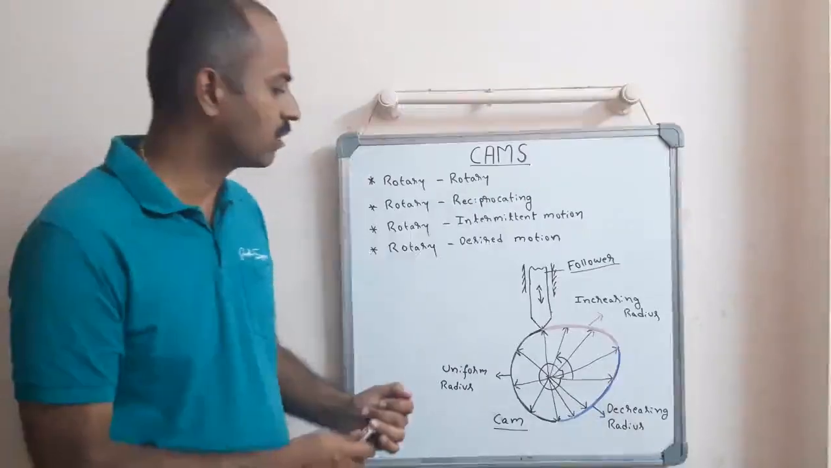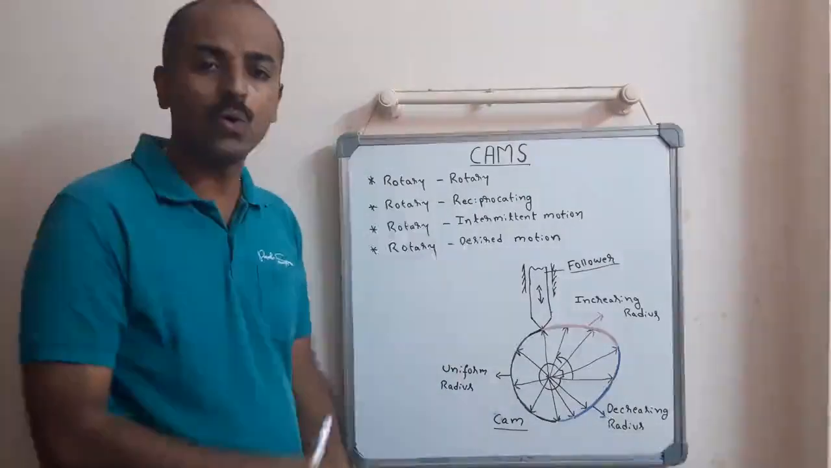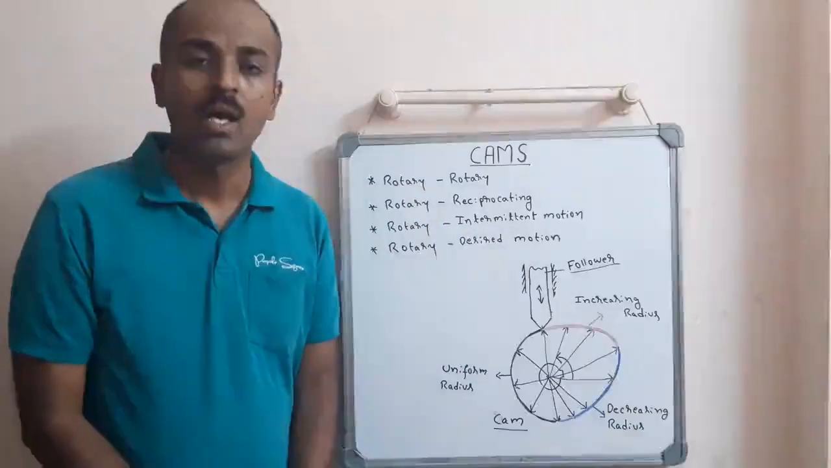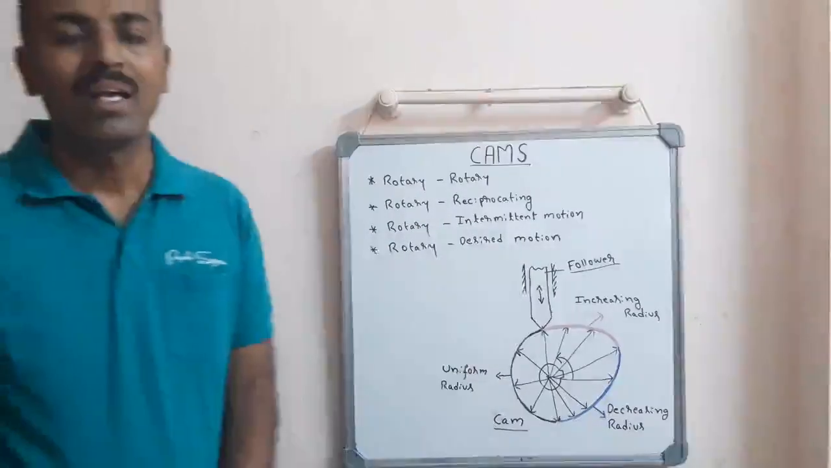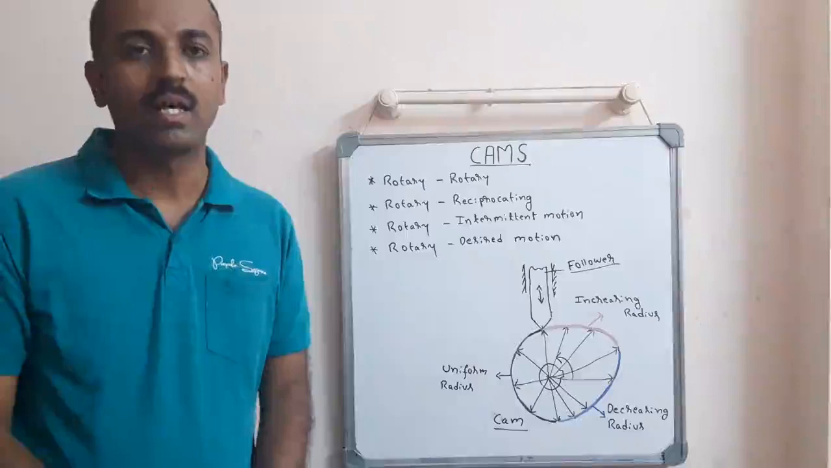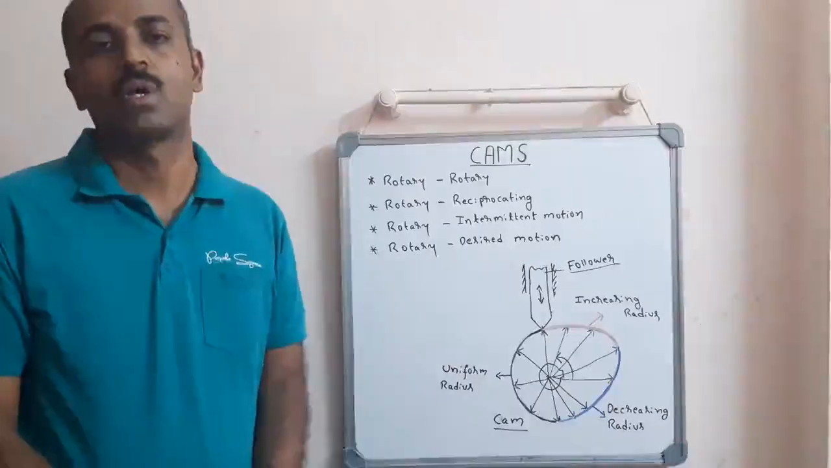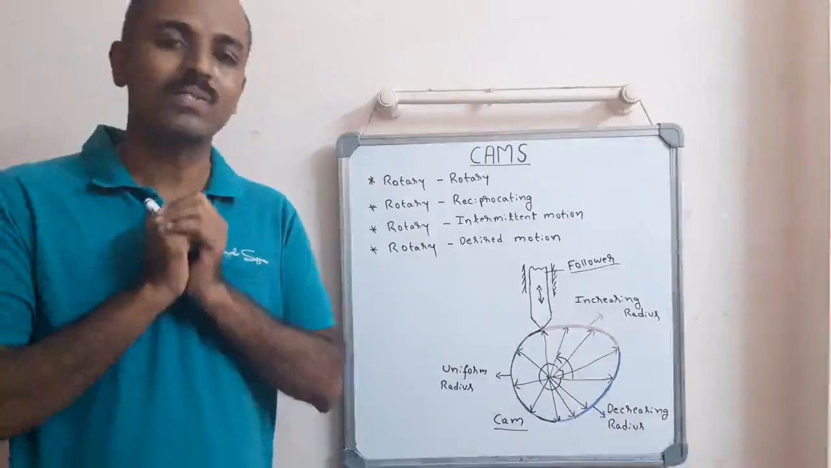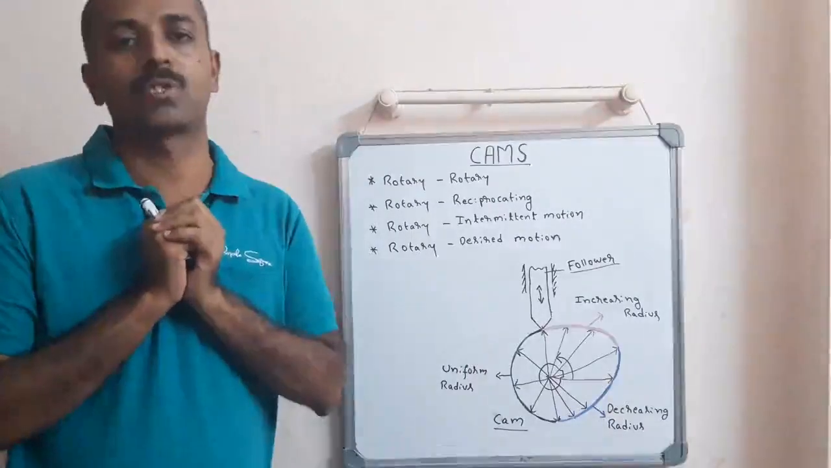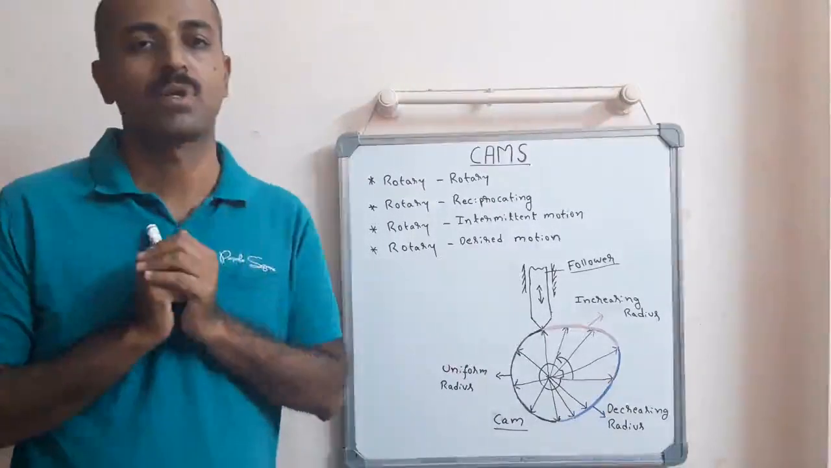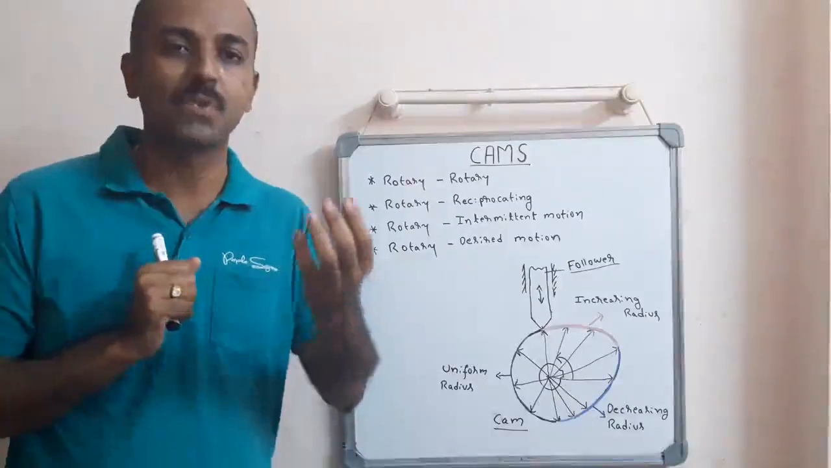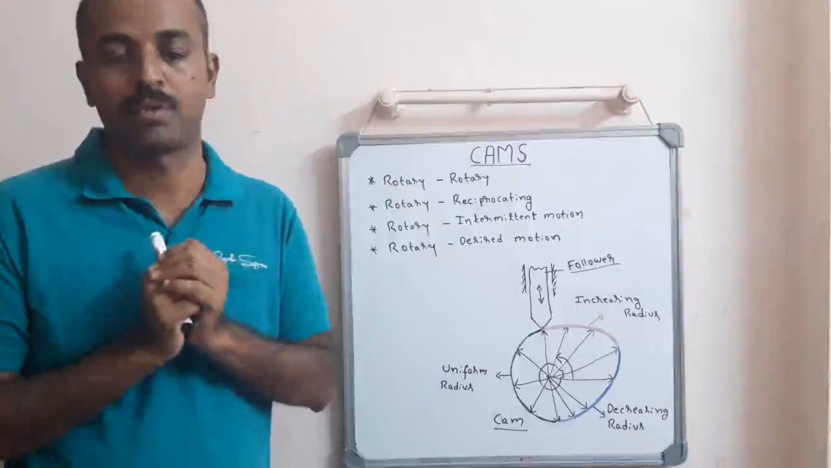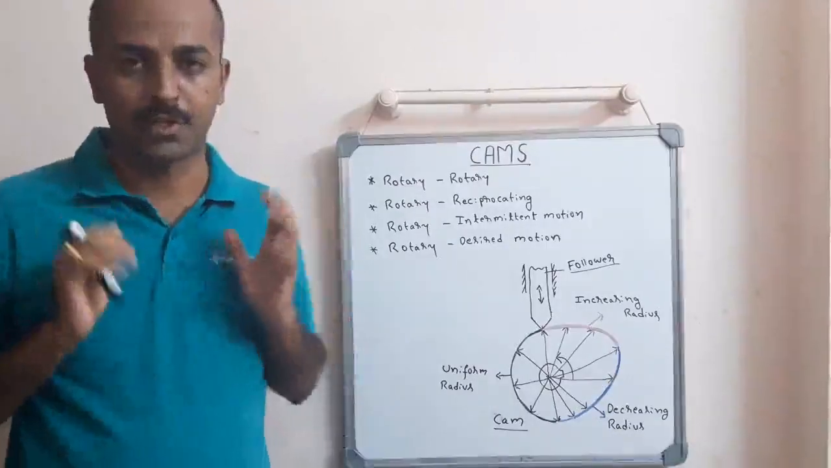Now, in order to convert continuous rotary motion to desired type of output motion, for example, in case of IC engine, the inlet and outlet valves open at a particular point of time in the working cycle. How is this possible? This is possible with the use of cams. Basically, cam is a machine element which is used to obtain desired type of output motion. Let us see how it works.